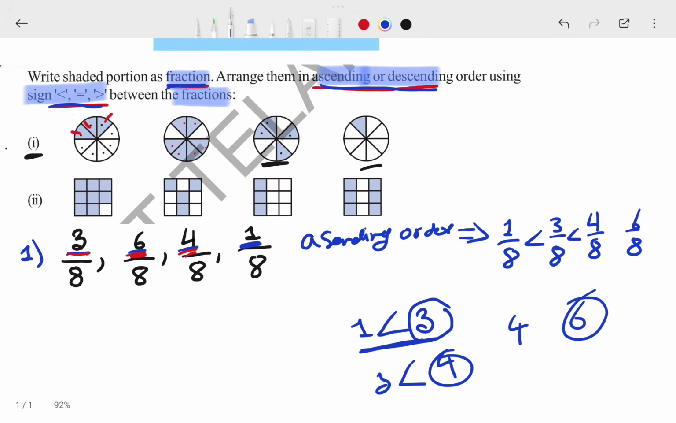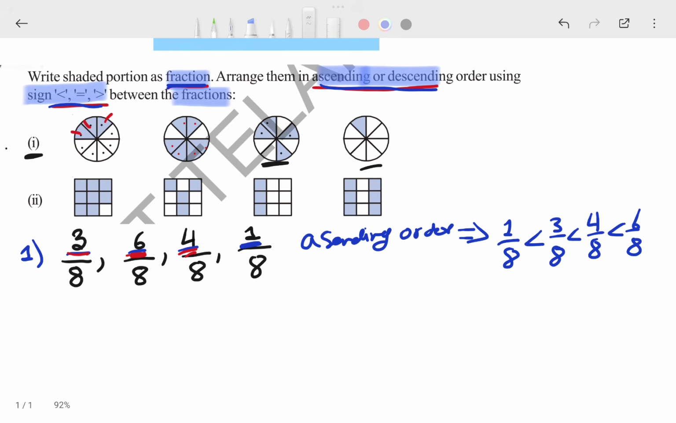Of course 6 is greater. The symbol is going to be like that. So the symbol is like that. So generally this is our ascending order. Now let's write this into the descending order.